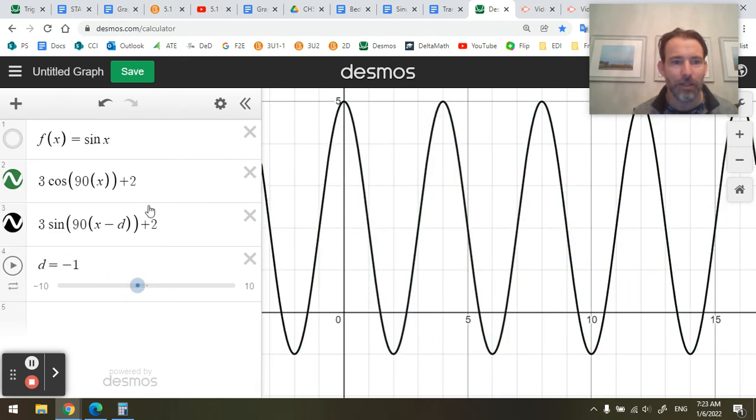There. Sine of x plus 1 will do it. Okay, that's using a slider and Desmos to figure it out. But then you're going to use this, playing around and just fudging it to make it work, to learn how to calculate d. Okay, so let's go back here.